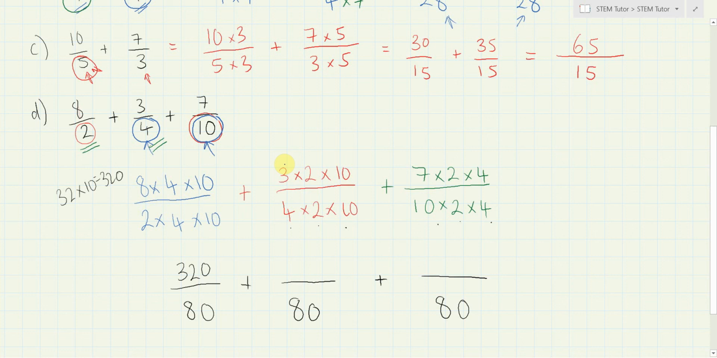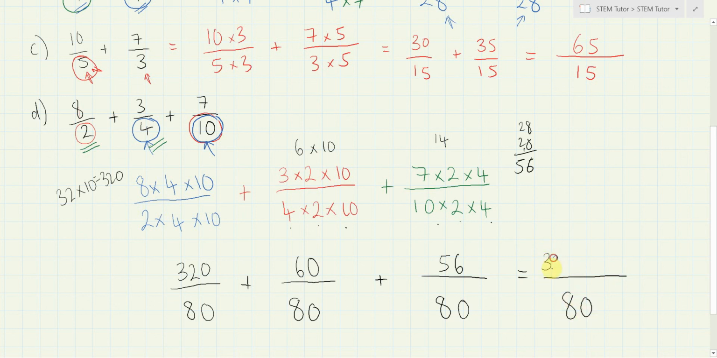So here we've got 3 times 2, which is 6, times by 10, so that's 60. Here we've got 7 times 2, which is 14, times 4, so that would give us 56. So 56 over 80. And now it's a case of adding all these together. We know they're going to be over 80.